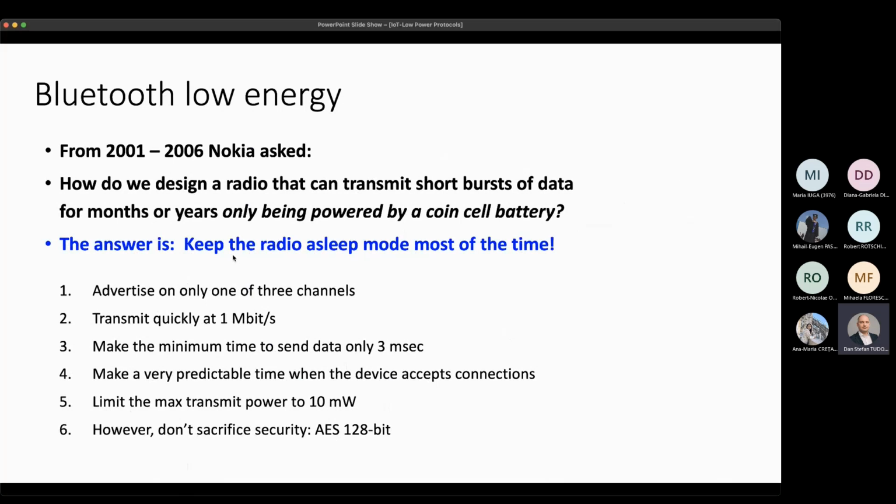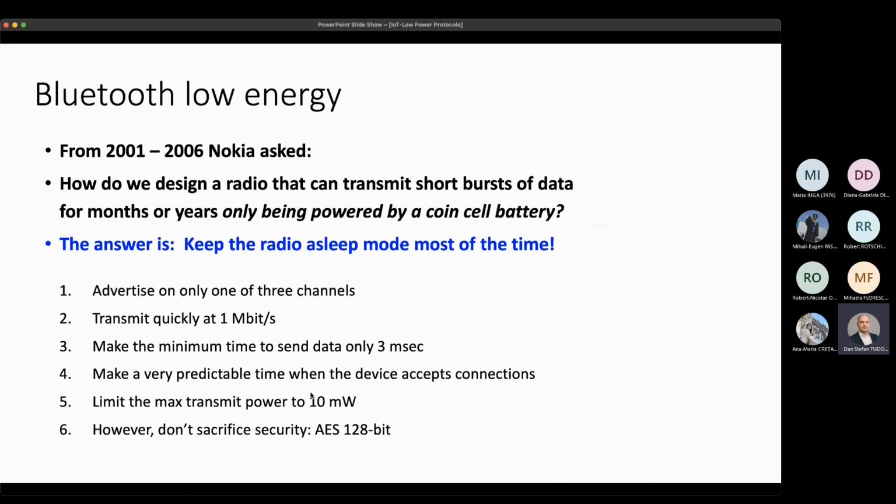You can actually achieve advertising on only one of 3 channels. So Bluetooth Low Energy has a restricted range of channels, and you can transmit data quickly at a restricted data rate, so a maximum of 1 megabit per second. And the minimum time to send data is only 3 milliseconds. So you can imagine you're not going to be able to squeeze a lot of data packets into that window. Maximum transmit power is limited to 10 milliwatts, so it's not very long range. Of course, it's only going to be able to connect over, let's say, 10 meters of distance, or maybe 20 meters maximum between the receiver and the emitter.